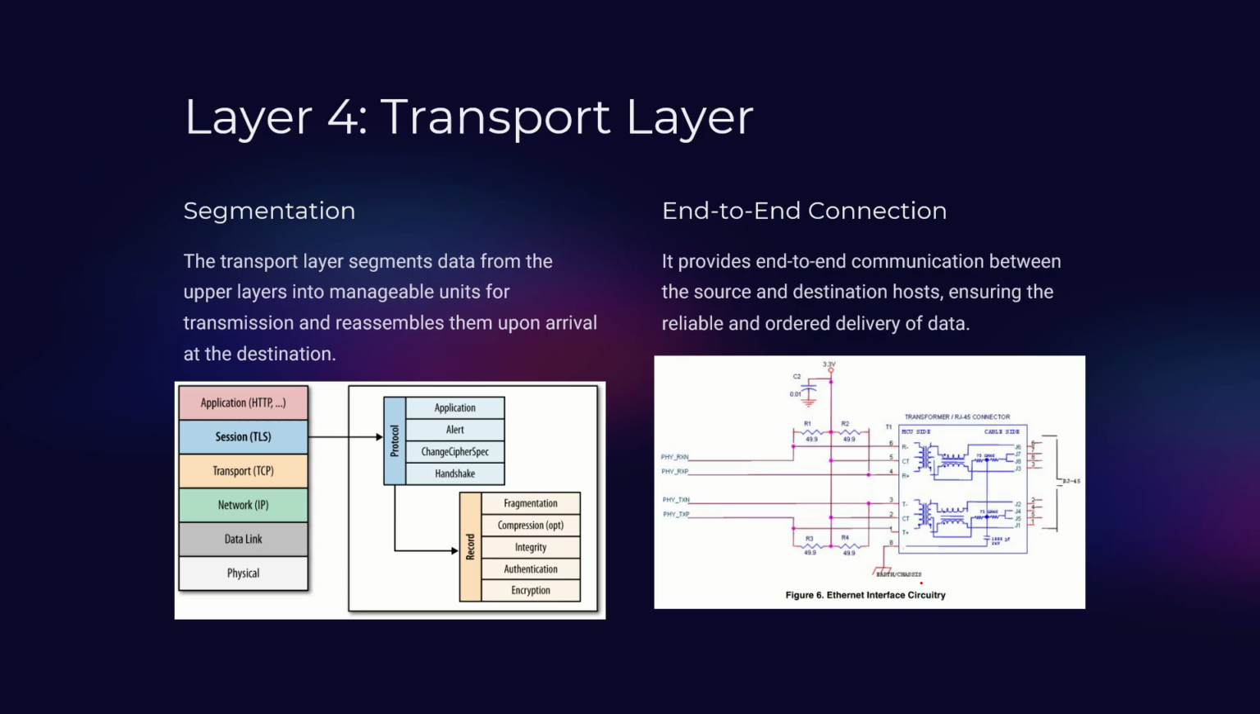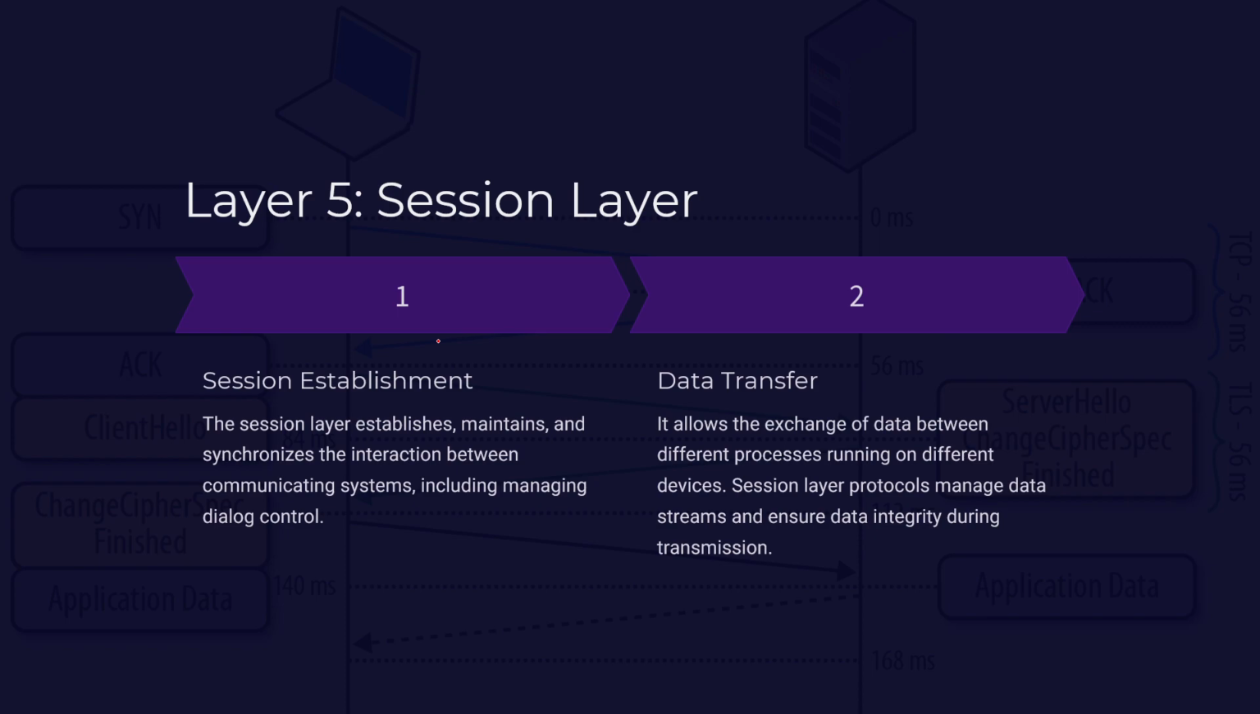See how it works. HTTP or TLS, transport or segmentation. So transport, session, transport, network, IP, data link. So this comes in our session layer. Then application alerts, chains, handshakes, fragmentation, compression, integrity, authenticity, encryption. Then end-to-end encryption, how it works, Ethernet interface, security. So these all come under the transport layer and its interfaces.